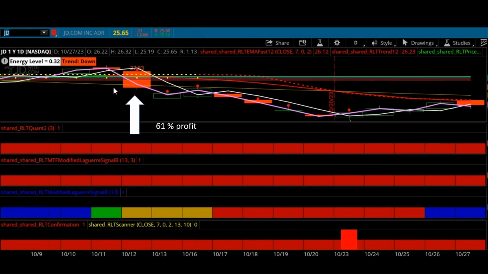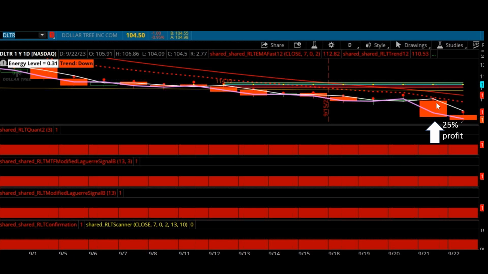JD, this is one of the Chinese stocks. See how this is breaking down to the dynamic compression zone? You notice it went from green, bullish, to bearish. Current time frame went from bullish to bearish. Multi-time frame was already bearish. This is where we took the trade. 61% profit on this nice big drop in JD.